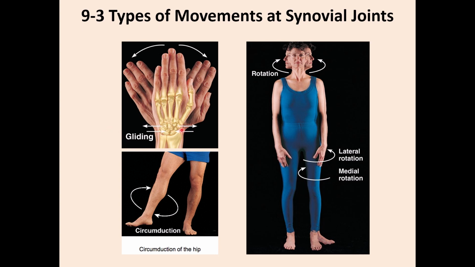So this is the gliding movement that you can see in the wrist area. Circumduction you can see in the hip joint, and also in the shoulder joint. It is like drawing a circle in the air. So this is the way that is done, like this. Rotation is side to side. This rotation can be in the neck area, but also in the hip area. So you can see the rotation of the leg, or the lower extremity in general. And also you can see the same rotation in the upper extremity.